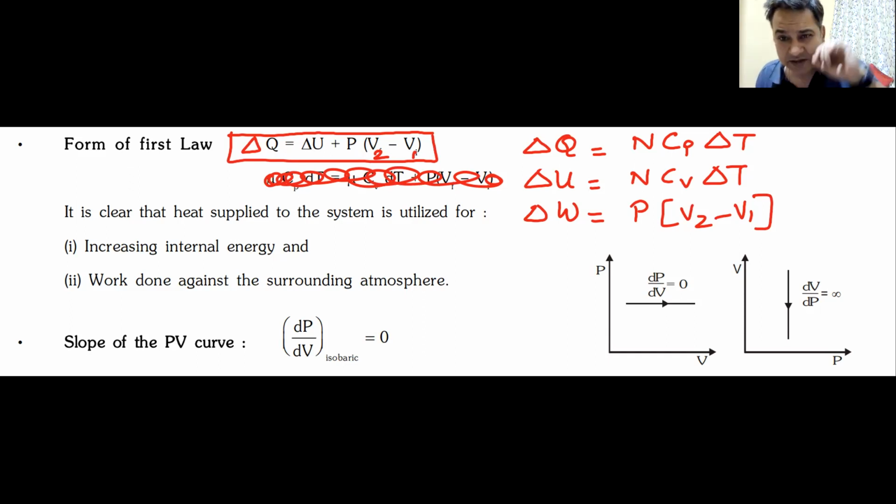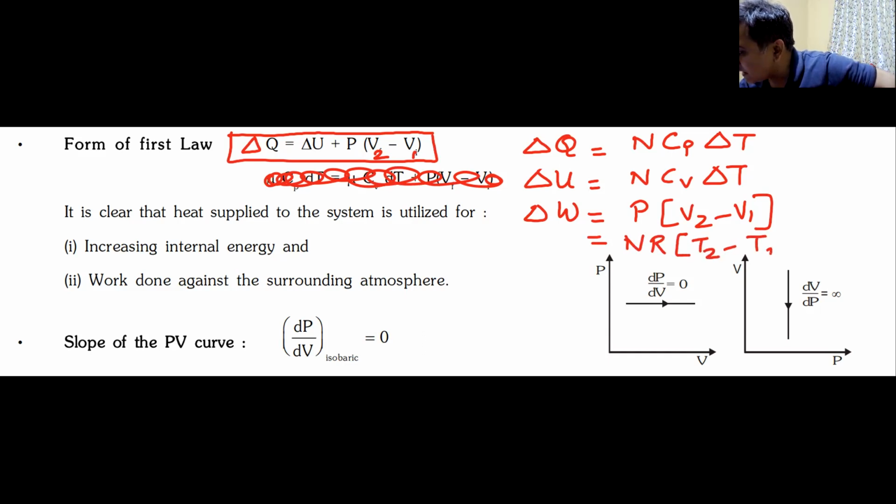There is one more way in which I can write this. PV is equal to nRT. So I can write it as nR into T2 minus T1. Do we understand this? Everyone in the class should raise your hands that we understand this. I've written work done in two different ways. In fact, I can write work done in a third way: delta W is nR delta T. Do we understand this?